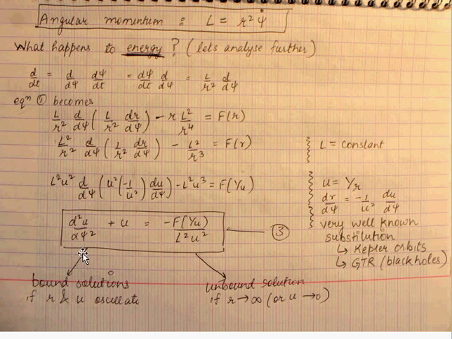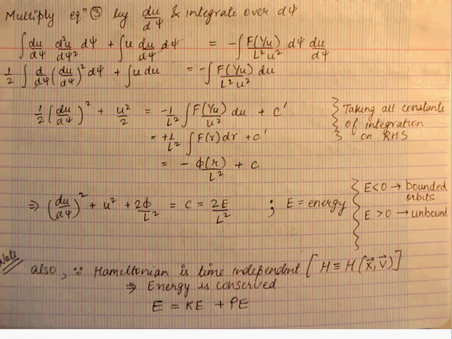But one thing that we can predict is that for bound solutions, r and u would oscillate. And for the unbound solutions, that means the solutions that go out of bound, for example, if r tends to infinity, u would tend to 0, right? So these are the kind of tests that you can do when you know the potential. But what we are aiming at right now is to see what happens to the energy. So let's multiply equation 3 by du/dψ and integrate over dψ.